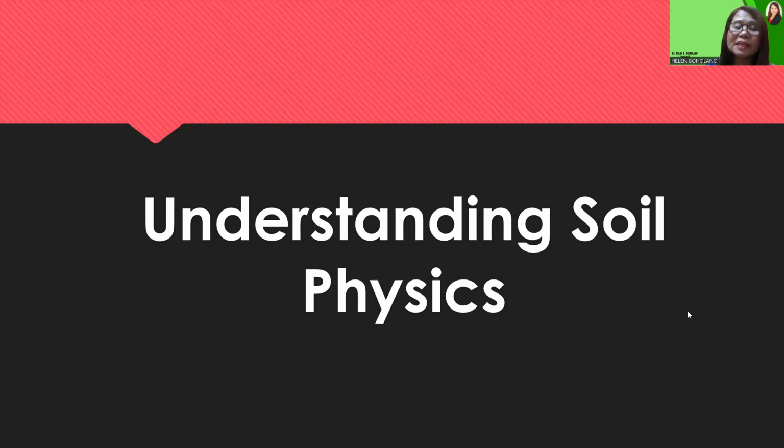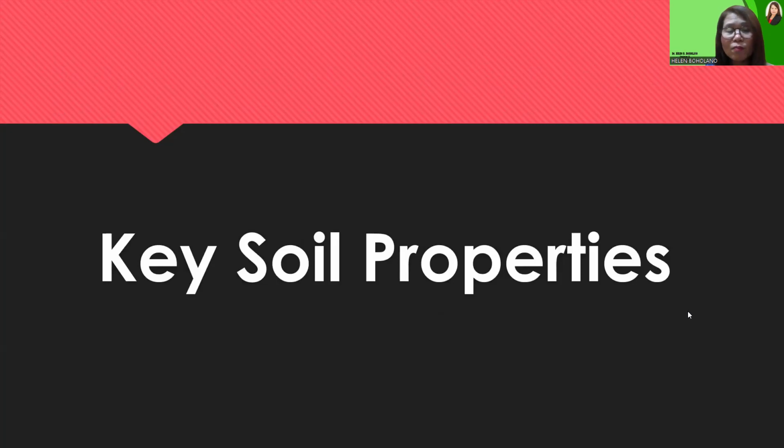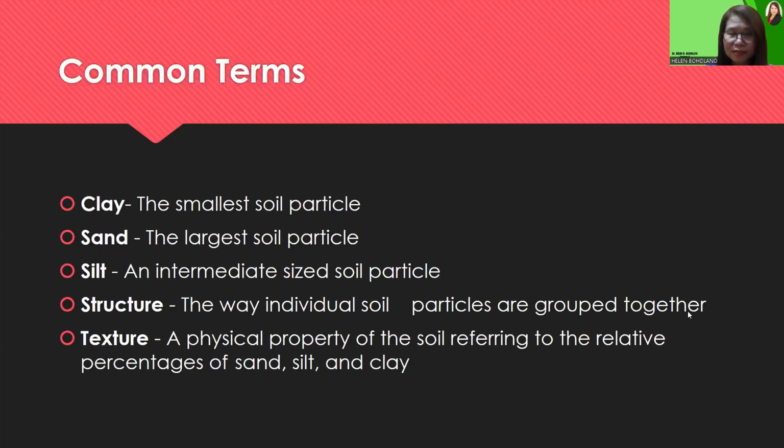Now, the next topic is understanding soil physics. These are also key soil properties, common terms that we should remember. Clay is the smallest soil particle, while the largest soil particle is sand. Silt is an intermediate sized soil particle. The smallest is clay, the largest is sand, and silt is intermediate.